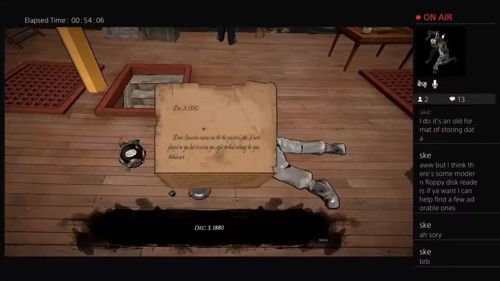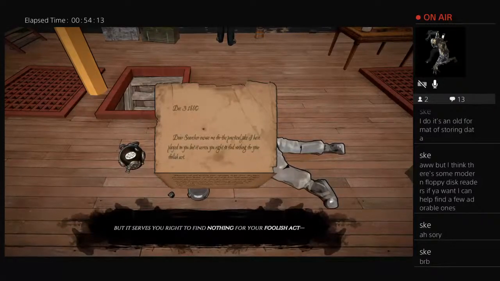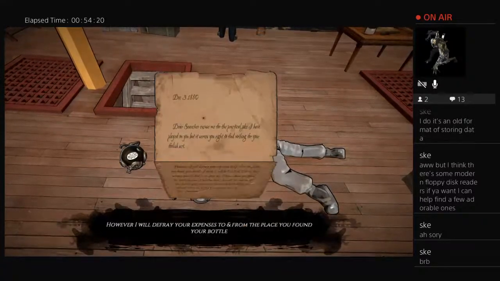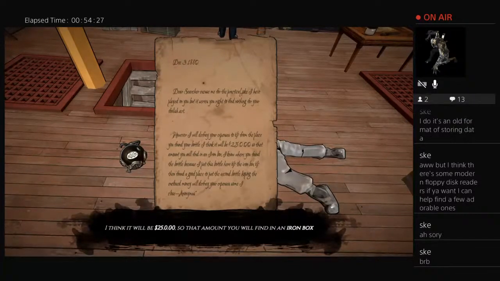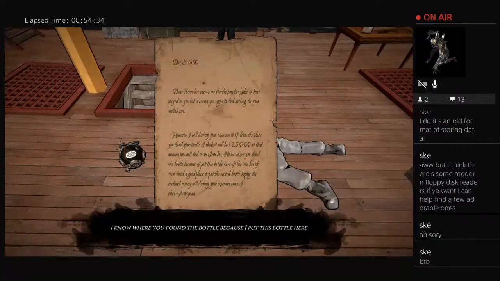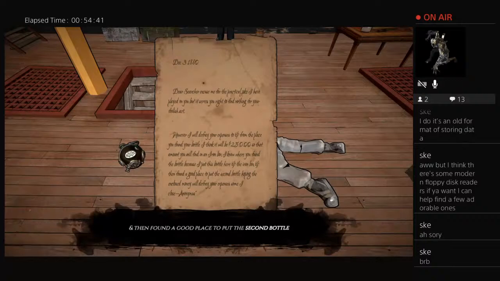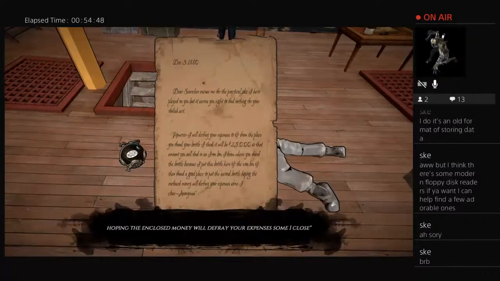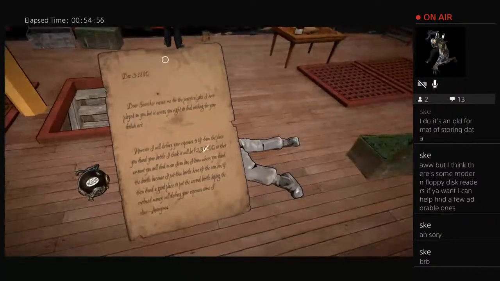3rd, 1880. Dear Searcher, excuse me for the practical joke I have played on you. But it serves you right to find nothing for your foolish act. Well, it does, said Captain Jones. However, I will defray your expenses to and from the place you found your bottle. I think it will be $250, so that amount you will find in an iron box. I know where you found the bottle, because I put this bottle here. Hoping the enclosed money will defray your expenses, I close. Anonymous. What a troll! He's an asshole!